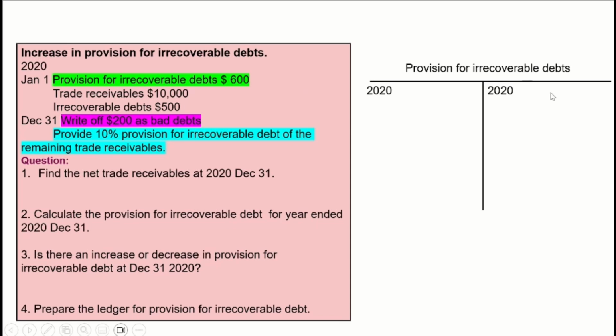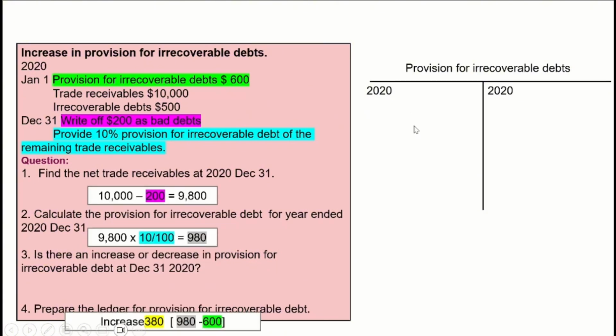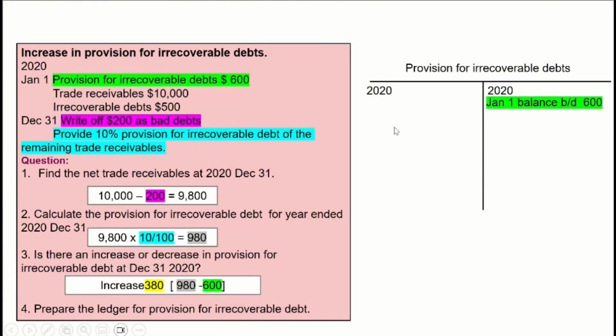Now let's see how to post these entries for provision for irrecoverable debt account. We are preparing this for the year 2020. Let's enter the opening balance. Jan 1st, provision for irrecoverable debt 600 on the credit side. Why are we entering it on the credit side? Because provisions usually have a credit opening balance.